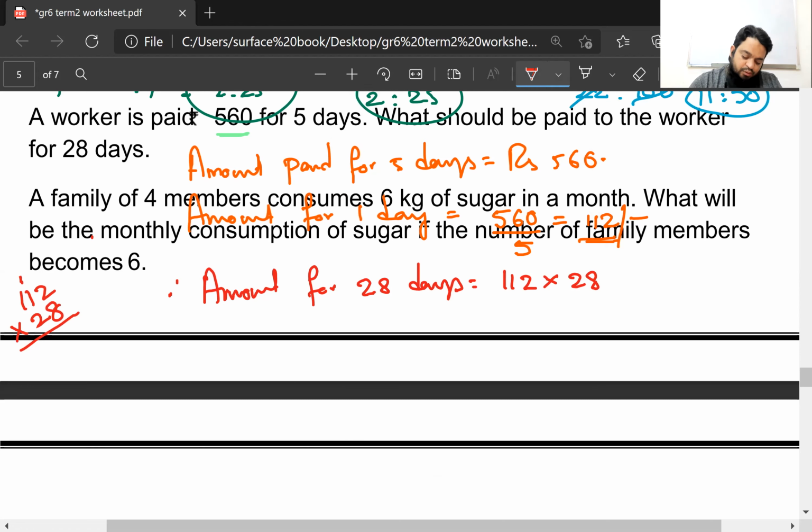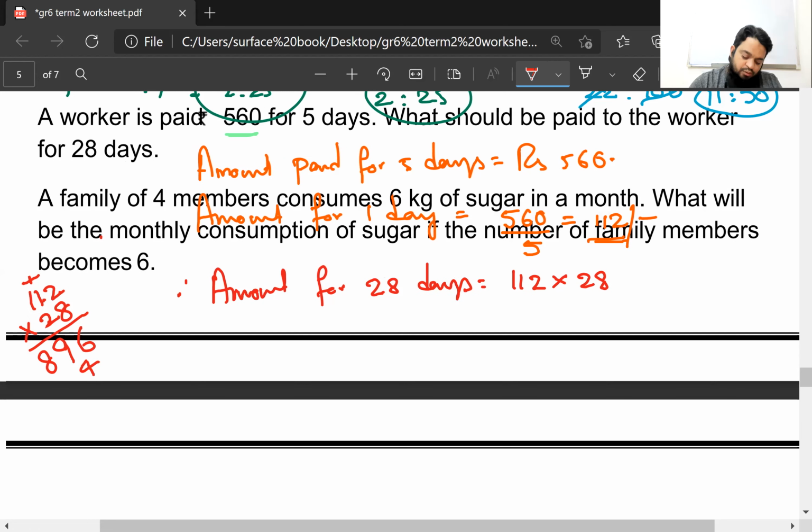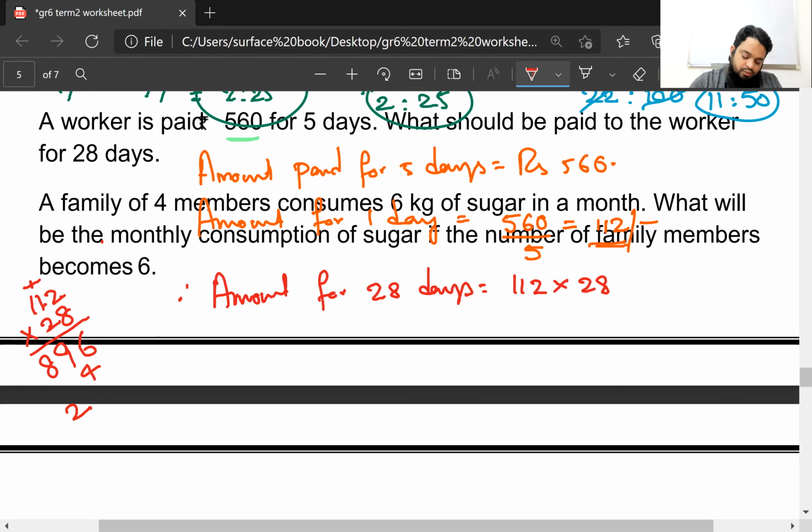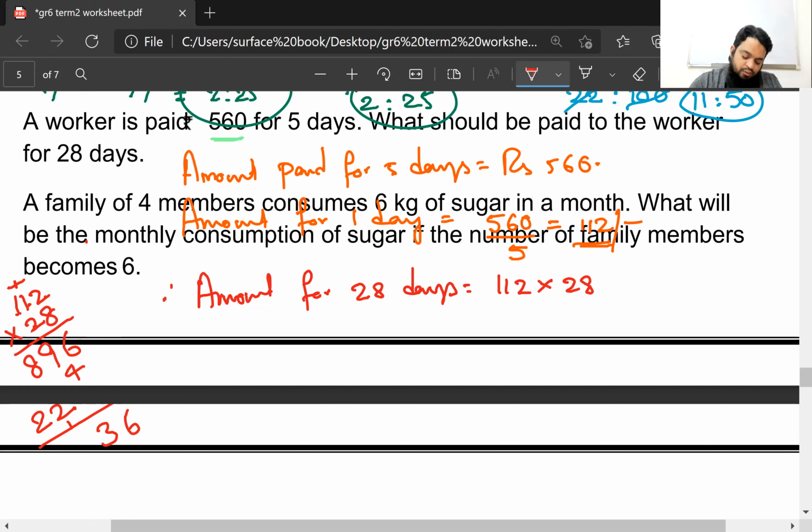8 twos are 16, 8 ones are 8 plus 1 is 9, 8 ones are 8. So now 2 twos are 4, 2 ones are 2, 2 ones are 2. So let us add, it is 6, 9 plus 4 is 13, 8 plus 2 is 10 plus 1 is 11, and 3. So how much we have to pay? We have to pay rupees 3,136. So the unitary method, it is very simple.